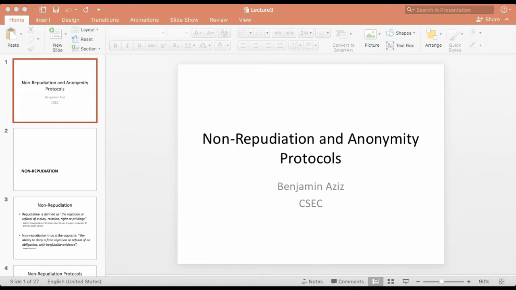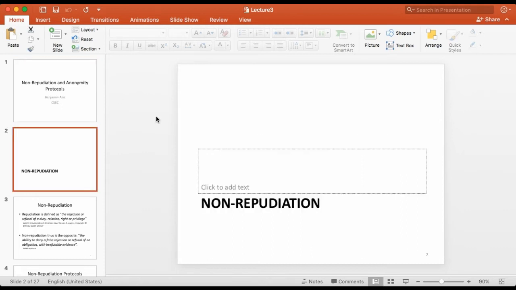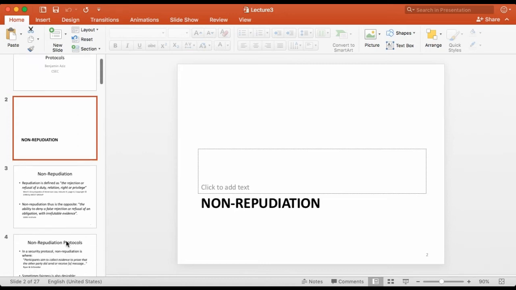In this lecture, we will discuss another class of security protocols known as the non-repudiation and anonymity protocols. Actually, there are two classes, but they are very much related to each other. Basically, one is the reverse of the other one. Okay, so we will start today with the non-repudiation class of protocols.